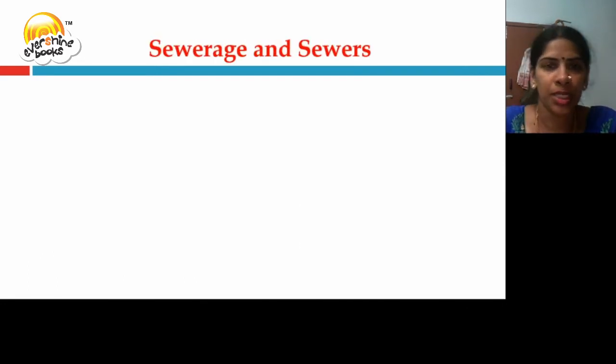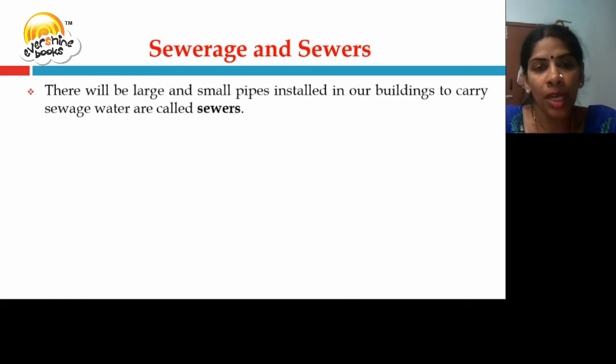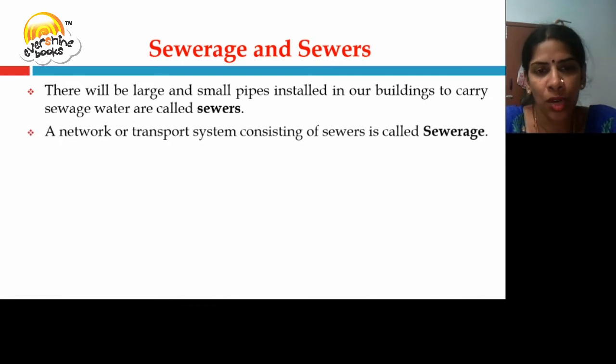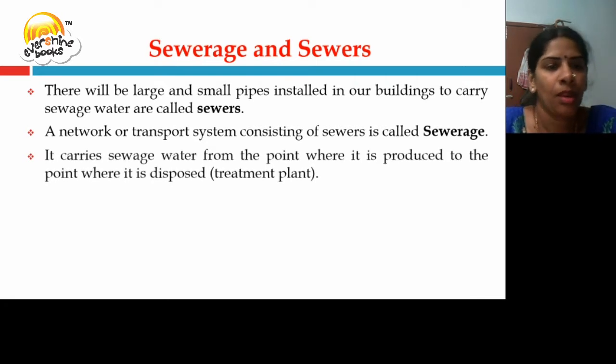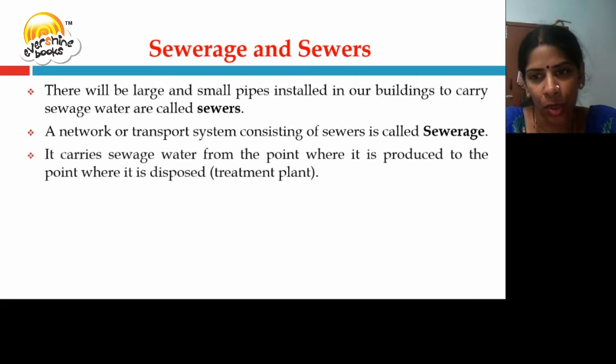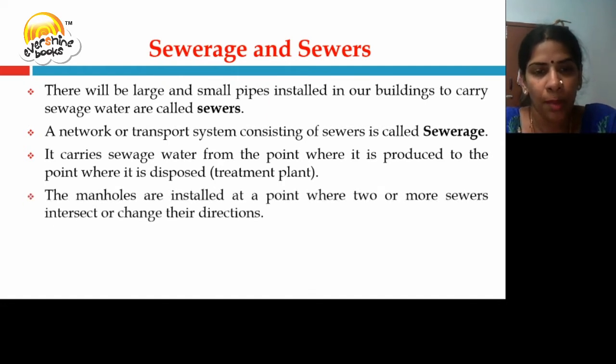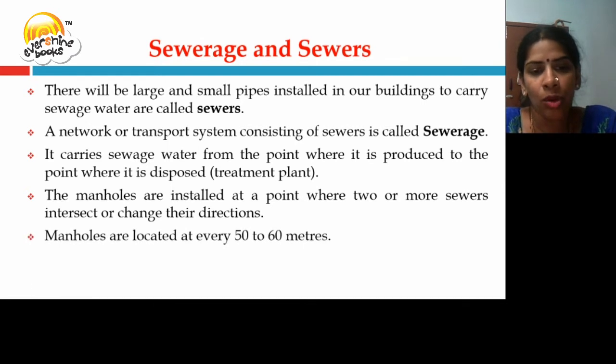Sewerage and sewers. There are large and small pipes installed in our buildings to carry the sewage water produced in our house. These are called sewers. A network or transport system consisting of sewers is called sewerage. It carries sewage water from the point where it is produced to the point where it is disposed. Manholes are installed at a point where two or more sewers intersect or change their direction. Manholes are located every 50 to 60 meters.